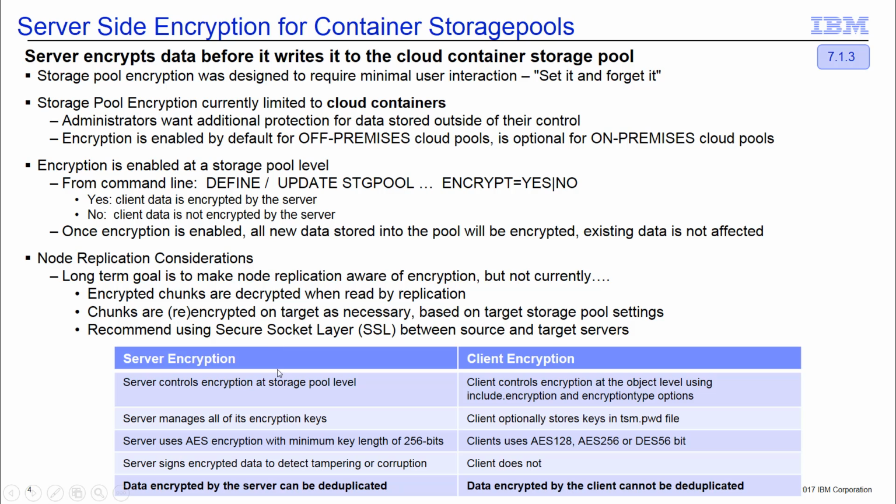The encryption for off-premise clouds, when you set that up, is by default, and then it's optional for your on-premise cloud pools. Now, encryption can be enabled through the command line if you're not doing it through the Operations Center, and that would be with your define or your update storage pool commands, and you would simply say encrypt equals yes or encrypt equals no.